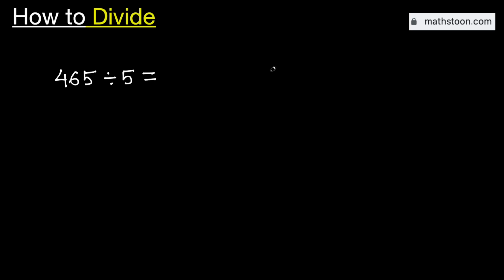In this video, let us learn how to divide the number 465 by 5 using the long division method. As 4 is less than 5, we will consider the number 46. We know that 5 times 9 is 45.